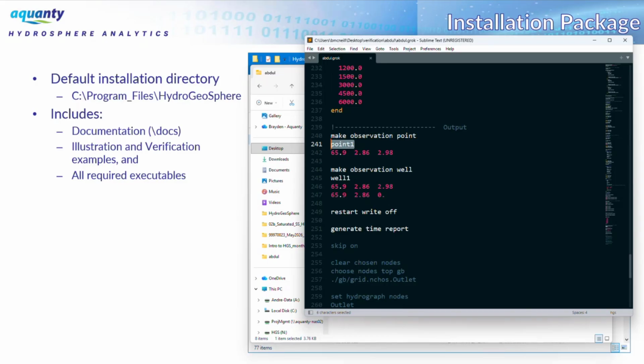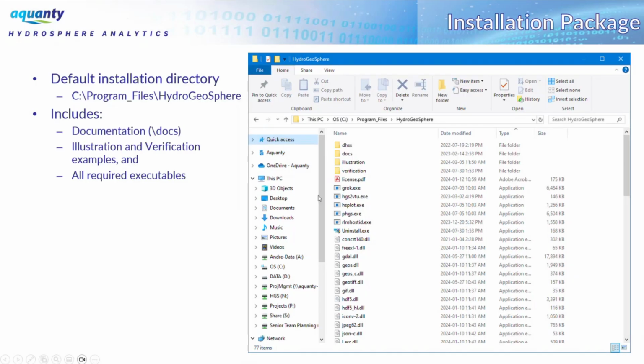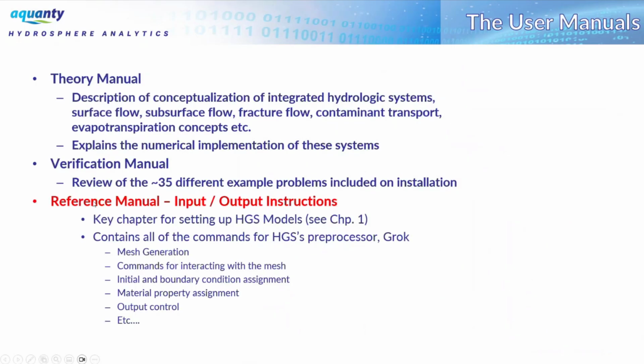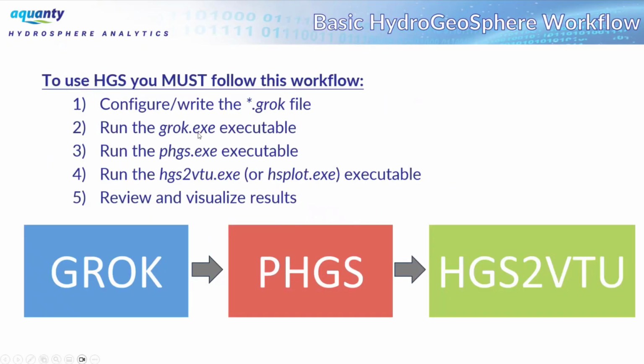So these are critical resources for new users, right? The fact that there are these three manuals, potentially most important of which is the reference manual, which contains a description of every single command that can be used to define a HydroGeoSphere model within the context of these model input files. And the verification tests, right? There's about 35 to 40 individual example problems included on installation that you can use as learning tools, basically. So with that being said, let's explore the actual workflow.